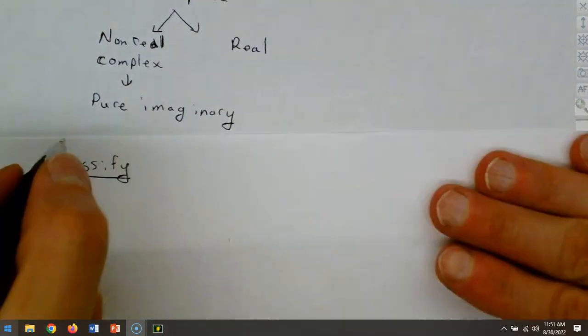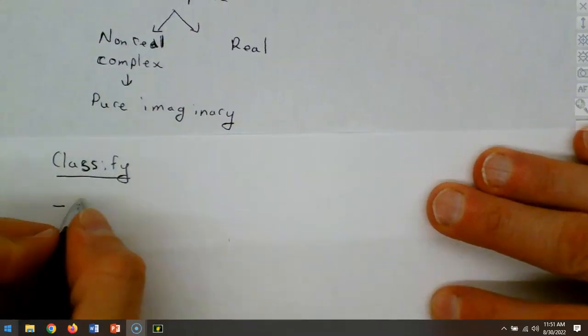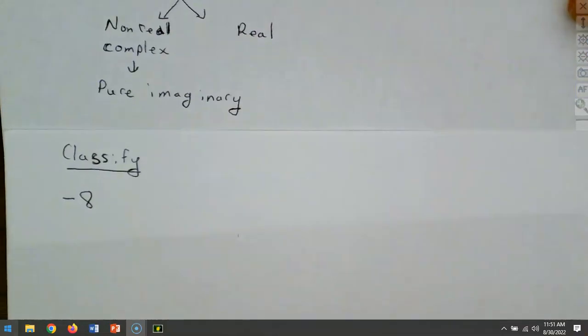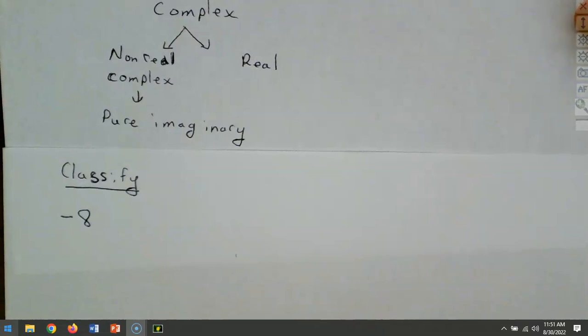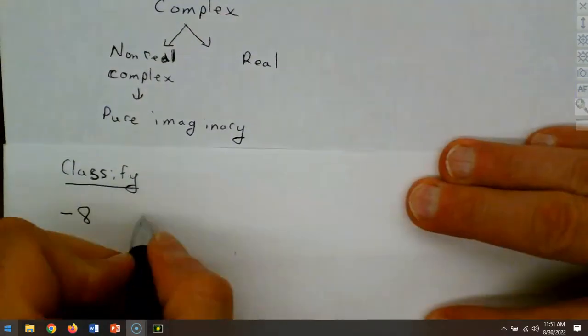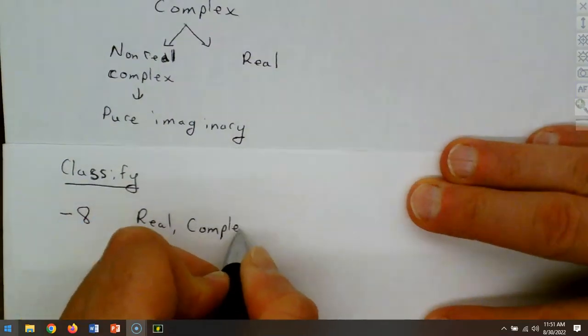So we're going to classify the following. Let's start with -8. So here's our diagram. Now we first ask ourselves, is -8 real or non-real? Real. Now, if it's real, you follow it up. So it's real and it's also what? Complex. You have to follow it up. Everything is going to be complex.